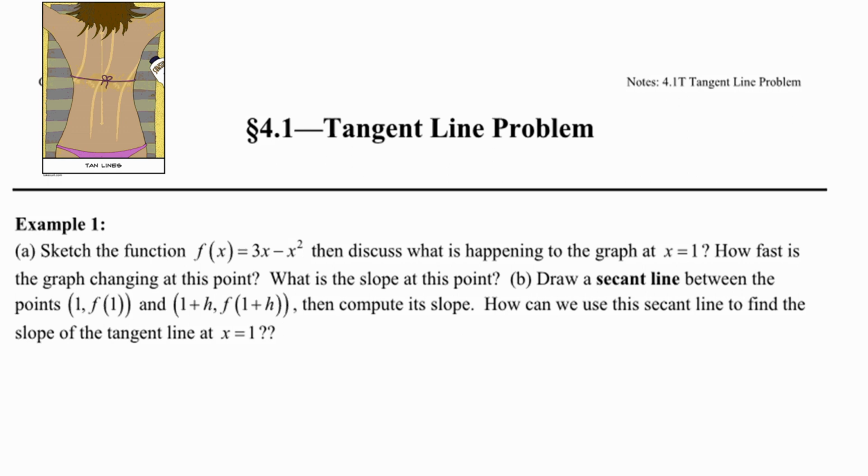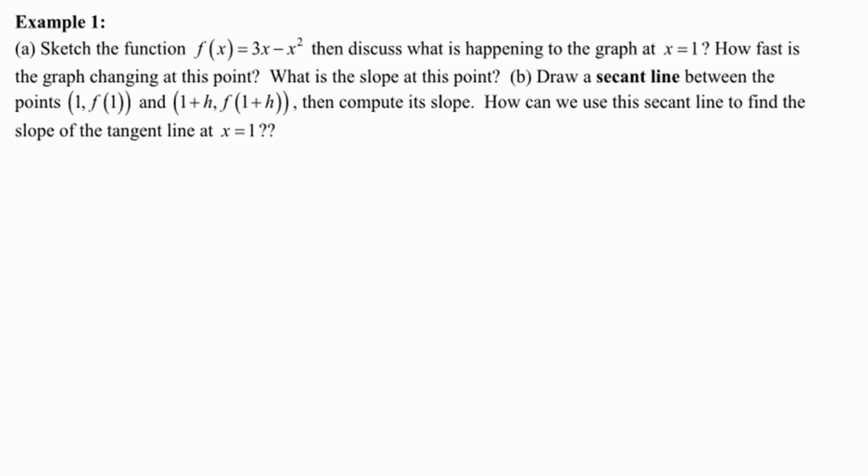We are finally beginning our chapter on differentiation, and it begins with the tangent line problem. So let's look at the function 3x minus x squared. If you're not sure where that lies, graph it. Okay, find the zeros, whatever you need to do. So what's happening at exactly x equals 1?